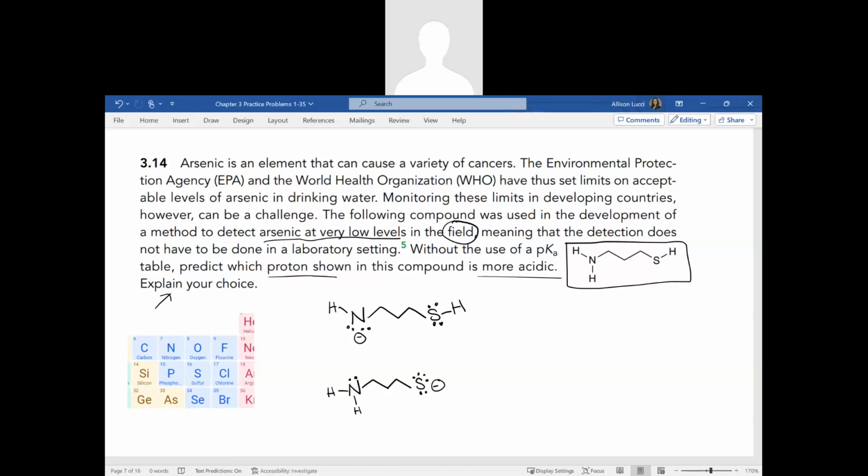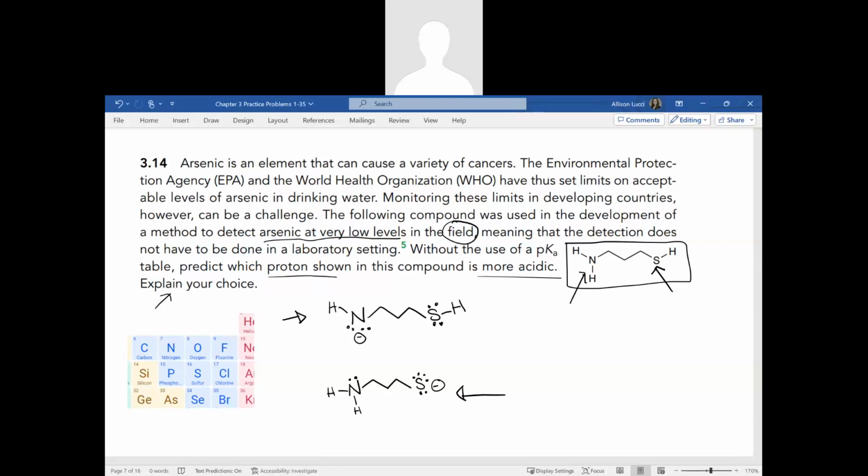First, we can start by drawing the two possible conjugate bases. By that, we would deprotonate the nitrogen here and form this first conjugate base up top. And then we could deprotonate the sulfur atom, and we would end up with this second conjugate base shown down below. So the first conjugate base would have a negative charge on our nitrogen atom, and the second conjugate base would have a negative charge on the sulfur atom.